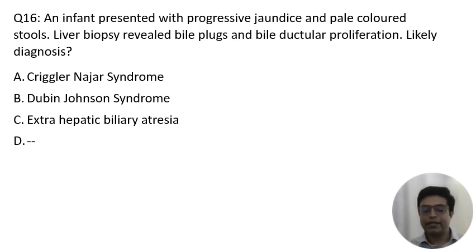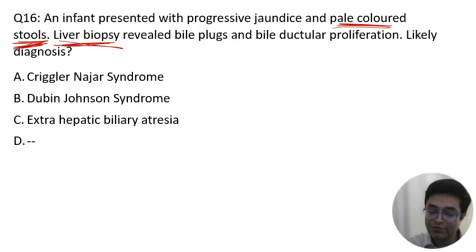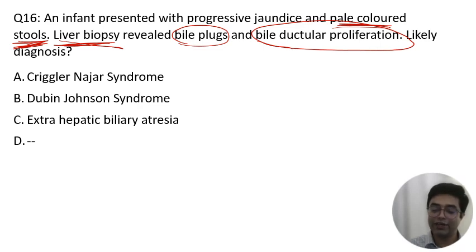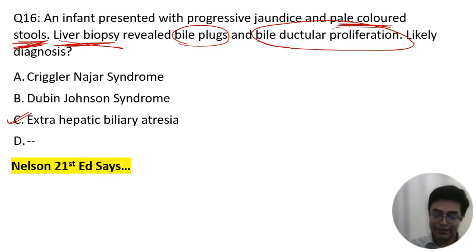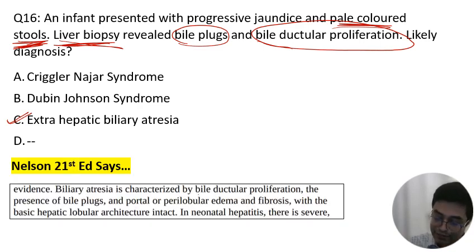Question number 16. Infant presented with progressive jaundice and pale colored stool. See, a newborn or infant who's having jaundice but is having pale colored stools, always suspect that the patient is having some element of cholestasis. Now look at the biopsy. Liver biopsy revealed bile plugs and bile ductular proliferation. Likely diagnosis in the patient? This is the hallmark finding we find in a patient of extrahepatic biliary atresia. Nelson clearly says that biliary atresia is characterized by bile ductular proliferation, bile plugs, portal or perilobular edema, and fibrosis in the patient, with the basic hepatic lobular architecture being intact.